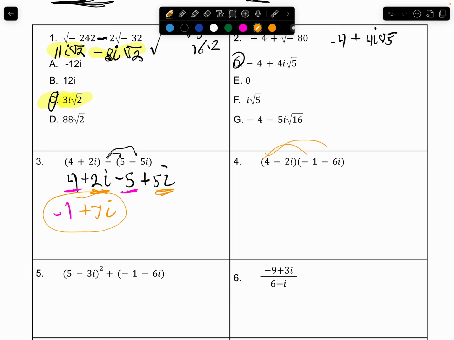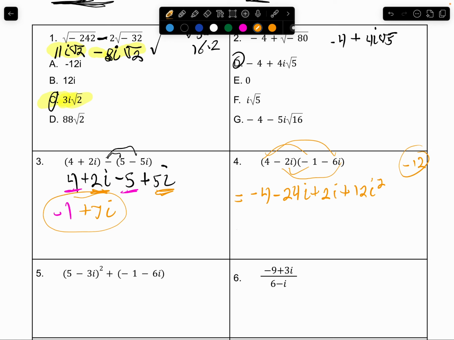Here we multiply because we're foiling. 4 times negative 1 is negative 4. 4 times the negative 6i is negative 24i. Negative 2i times negative 1 is positive 2i. And we have negative 2i times a negative 6i, which is a positive 12i squared. And we know that's going to be a negative 12 by now. We should know that by now.